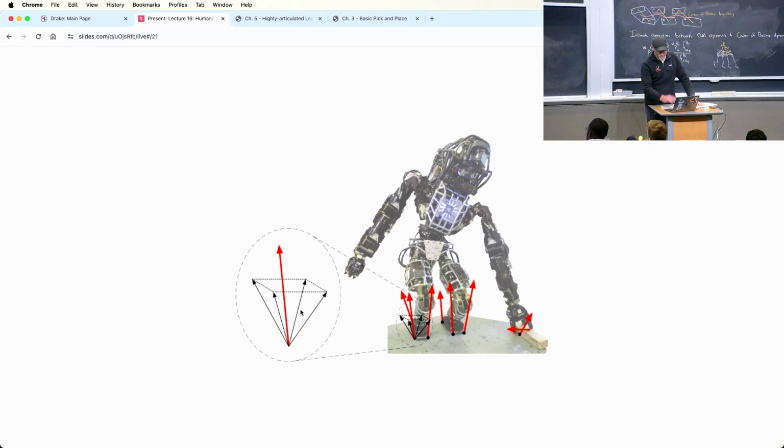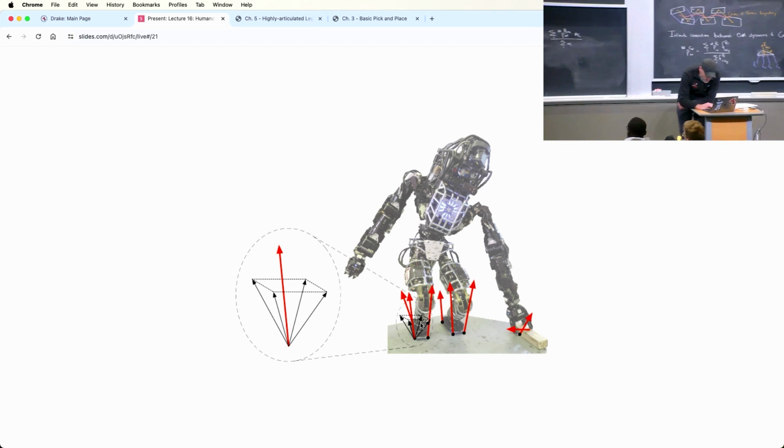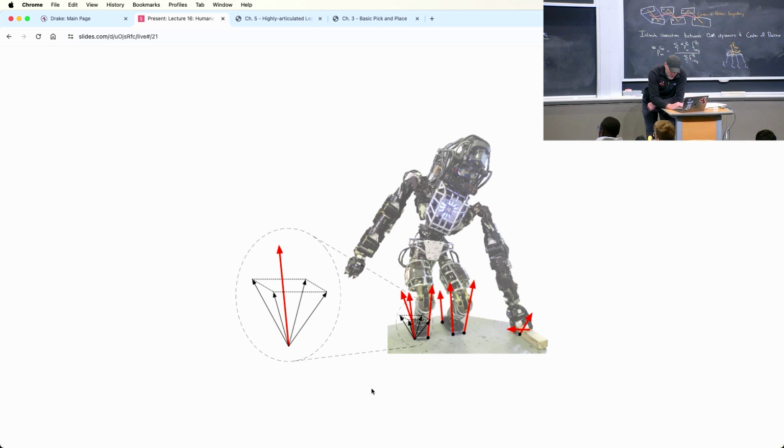I think I will skip the details since we're at the end of the time, but it's actually a very straightforward derivation, given everything we've seen, of a one-step version of the controller.